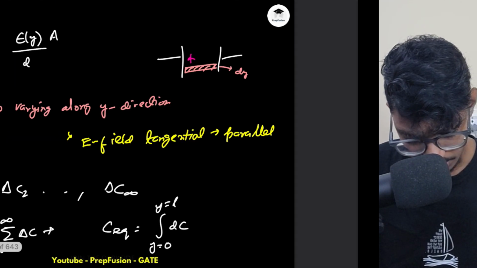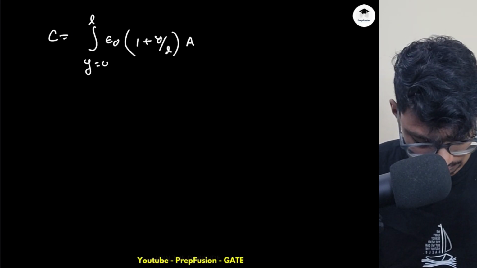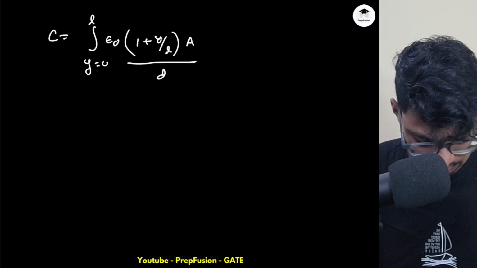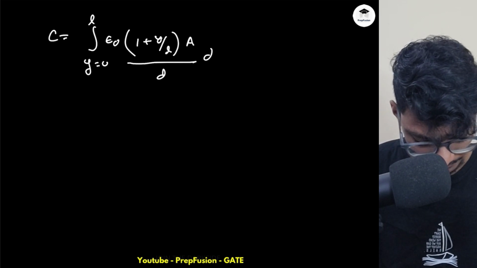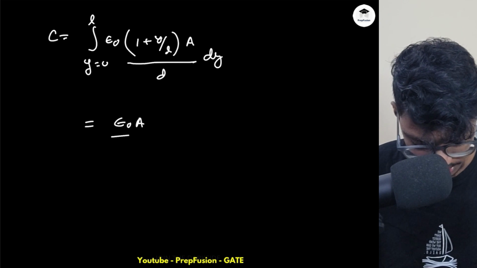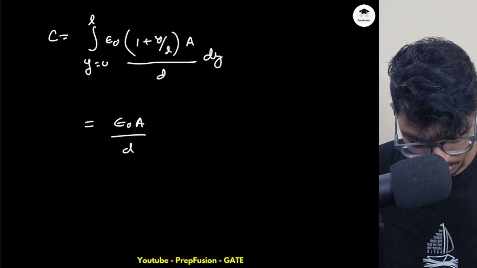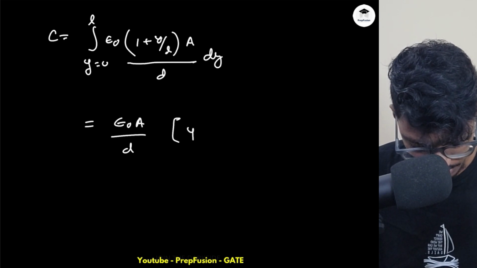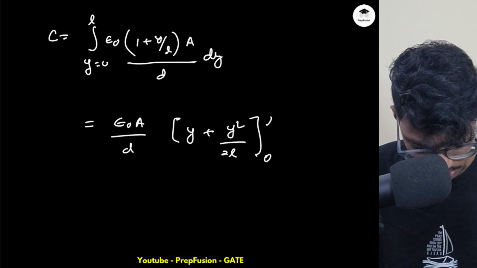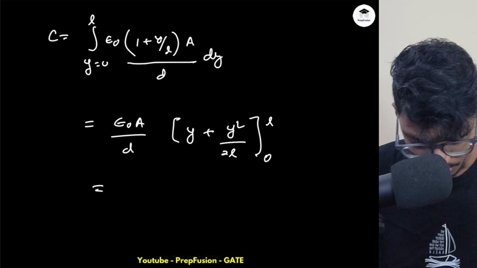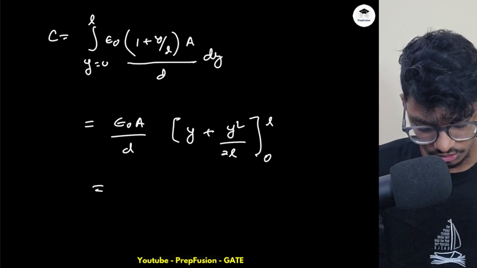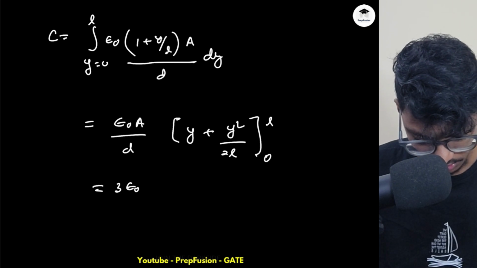And obviously this thing is there, area divided by the distance. This thing is constant, into dy. I am varying along the y direction, so I will just take the constant, epsilon A by d, outside. So what will be the integration of this? This integration will be y plus y square by 2L, from 0 to L. If I put L over here, this will be L by 2. So this will be 3L by 2, epsilon naught A.